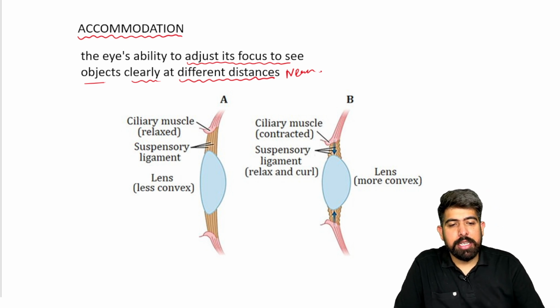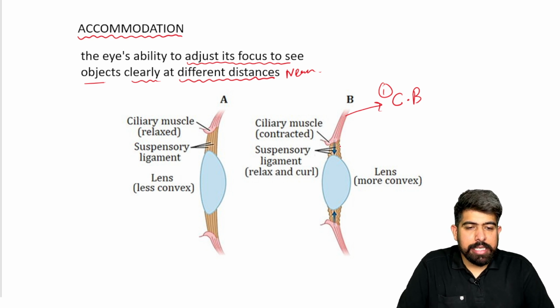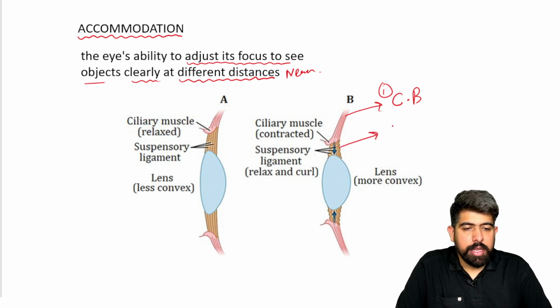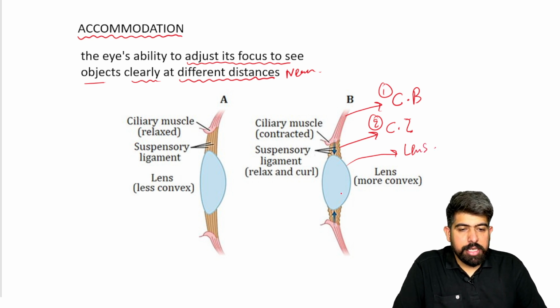The important thing is here you have the ciliary muscle or ciliary body. The first structure will be here, the ciliary body. The second is your ciliary zonules, or you can say the suspensory ligament. This is the second, and the third is our lens. That is our lens. I'm talking about this for the near object.